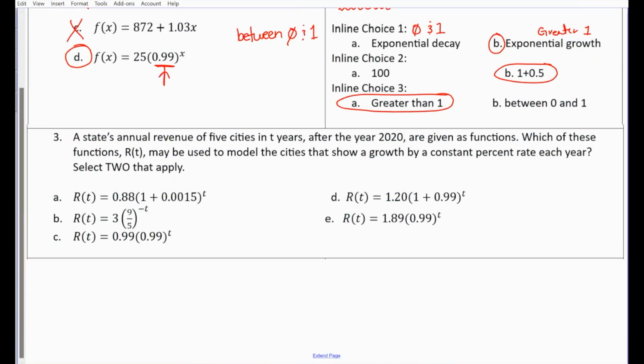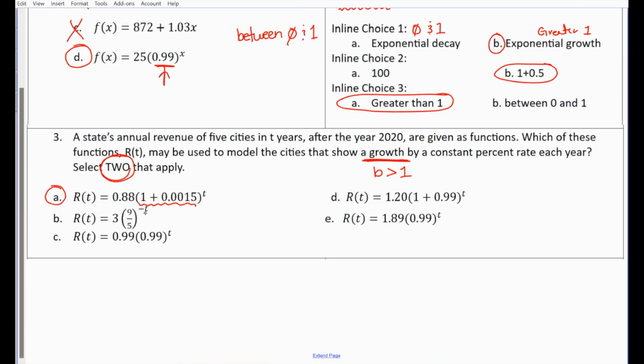3 says a state's annual revenue of 5 cities in t years after the year 2020 are given as functions. Which of these functions, R of t, may be used to model the cities that show a growth by a constant percent rate each year? So like 2 that apply. So first hint, we know that we are selecting 2. Next thing we need to remember is we are looking at growth. Now again, growth means our b has to be greater than 1. Okay, so let's look at A. Well, again, 1 plus anything has to be bigger than 1, so we know A is an answer.